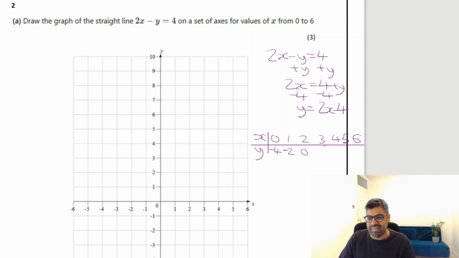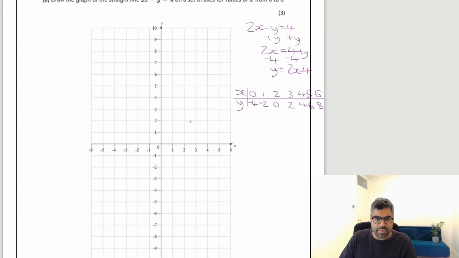So you don't necessarily need to keep using your equation. Let's just keep increasing this by 2 because it's a straight line graph. So it's going to be 2, 4, 6, 8. We now have our set of coordinates, and we can plot them. So 0, minus 4 is here.